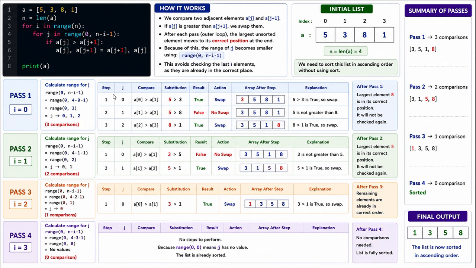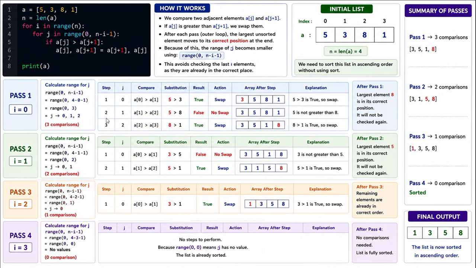Here j equal to 0. a of 0 greater than a of 0 plus 1, which becomes a of 0 greater than a of 1. Let's check the condition. 5 is greater than 3. Yes, it is true, so we have to swap them.